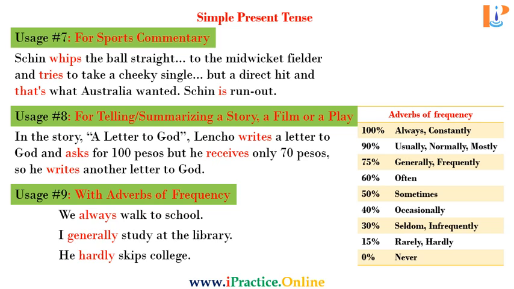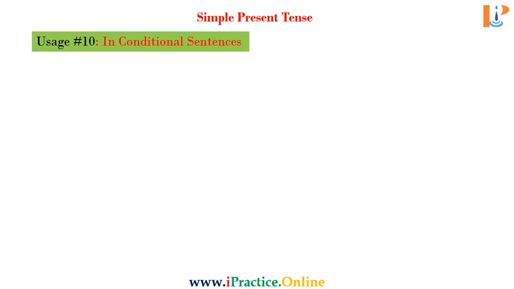So now you can look at the examples and understand that for this purpose also, when we have adverbs of frequency in a sentence, we use simple present tense. Now let's look at another usage of simple present tense. Usage number 10 says we use simple present tense in conditional sentences. Now what are conditional sentences and what are their types? We will study that in a separate video. For now, let's understand with an example.